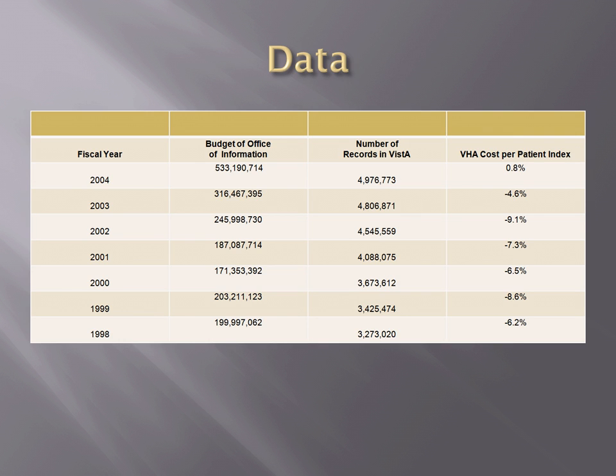The data in the chart was obtained from the Department of Veteran Affairs. It stretches across a span of 7 years and contains information from the budget of the Office of Information, the number of records in the VISTA healthcare system, and the Veteran Health Administration's Cost Per Patient Index.